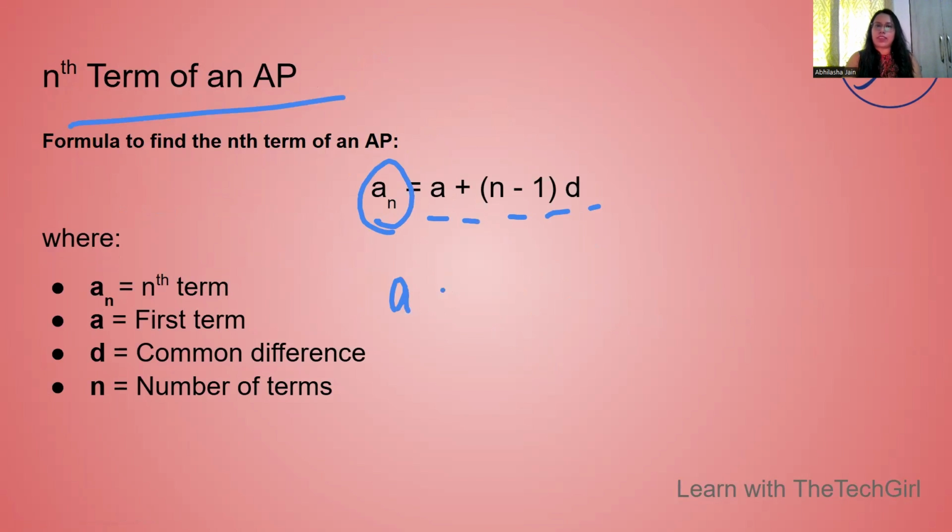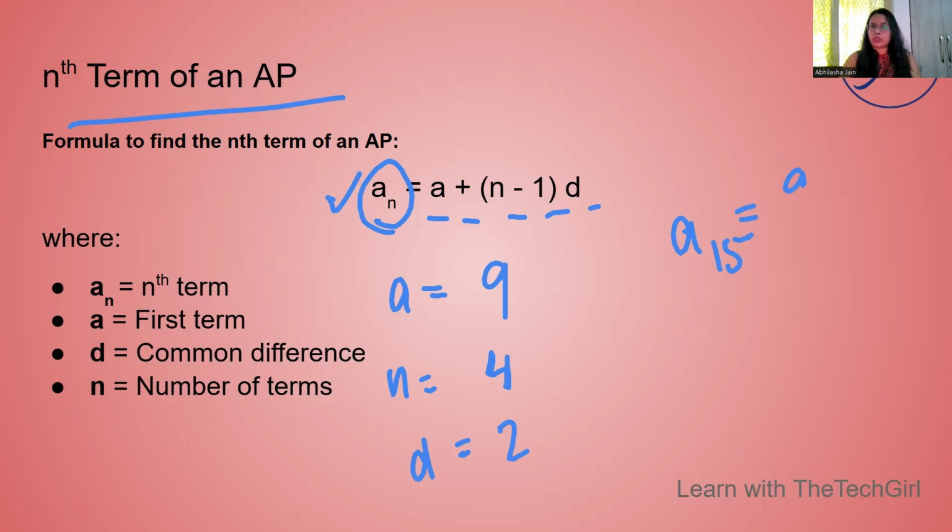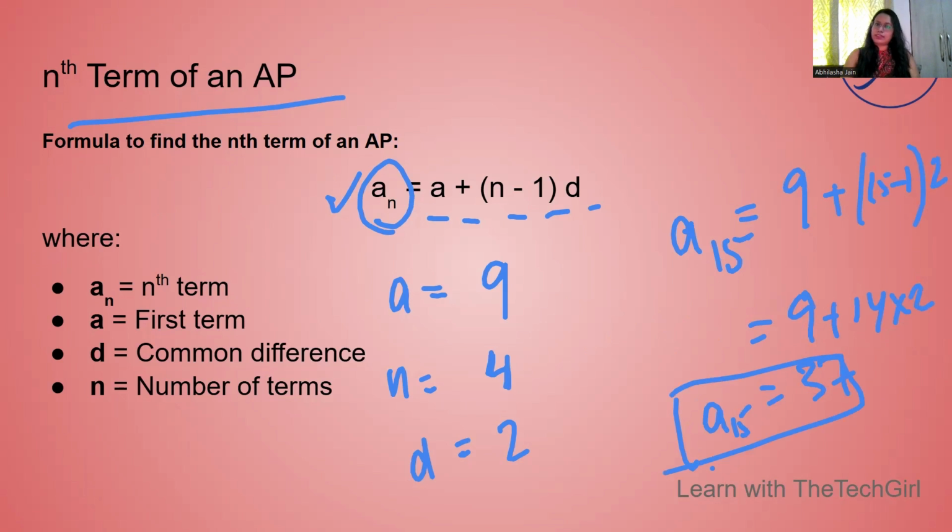So let's say I have a value of a as 9, n as 15, and d as 2. And I tell you to find the 15th term. Okay, so what you are going to do here is a15 is equal to 9 plus 15 minus 1 times 2. So this is 9 plus 14 times 2, which is 28 plus 9. So 37 is your 15th term of the series. That's how you find it.